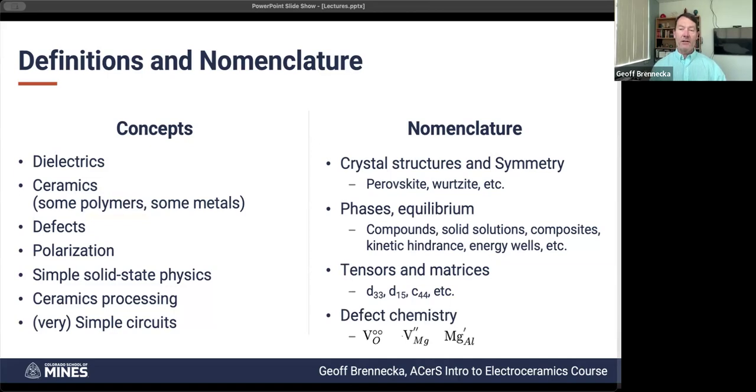And then defect chemistry, this is the kind of nomenclature that we'll be using. So that first one will be an oxygen vacancy, and then a magnesium vacancy next to it, magnesium on aluminum site. We will go through the nomenclature for those again. Just wanted to throw this out there as to sort of set a baseline. All right, nobody's interrupted with questions yet, so hopefully we're all still on the same page.